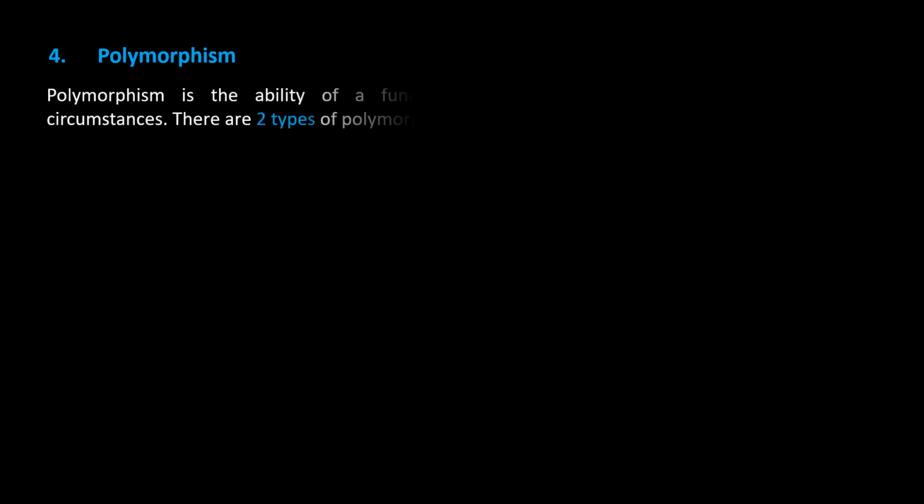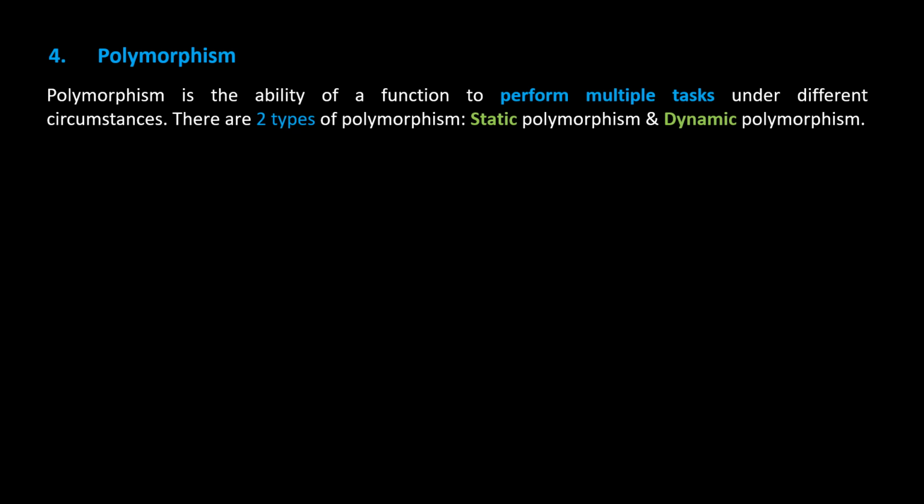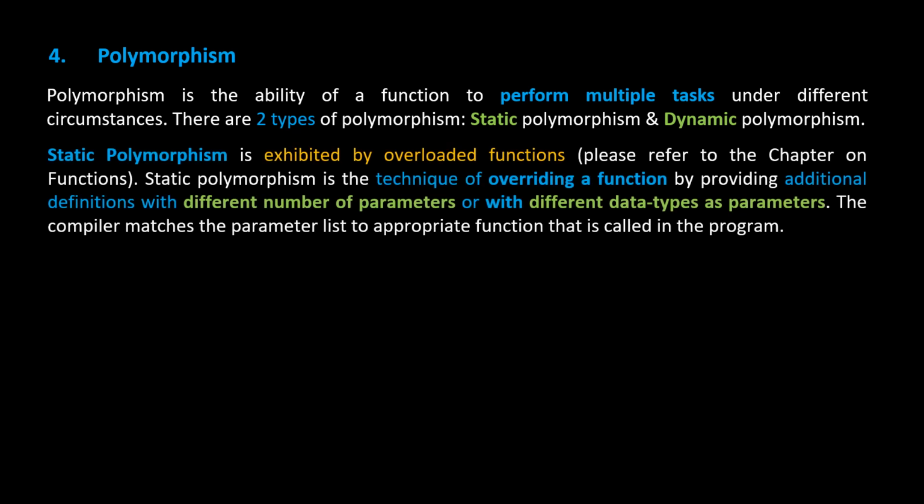Number 4. Polymorphism. Polymorphism is the ability of a function to perform multiple tasks under different circumstances. There are 2 types of polymorphism: static polymorphism and dynamic polymorphism. Static polymorphism is exhibited by overloaded functions. Please refer to the chapter on functions. Static polymorphism is the technique of overloading a function by providing additional definitions with different number of parameters or with different data types as parameters. The compiler matches the parameter list to the appropriate function that is called in the program.